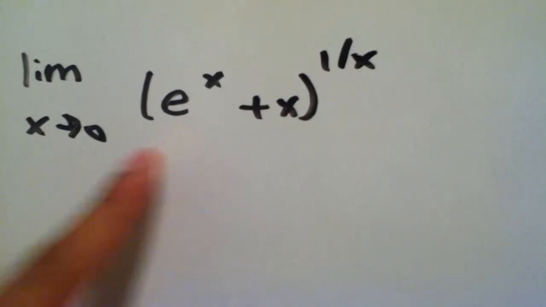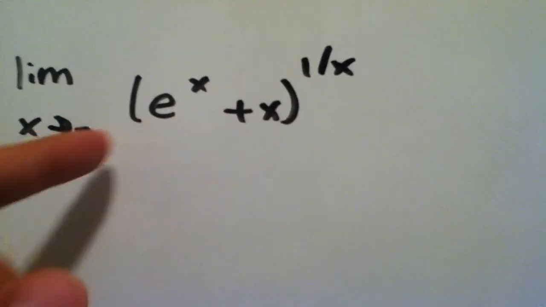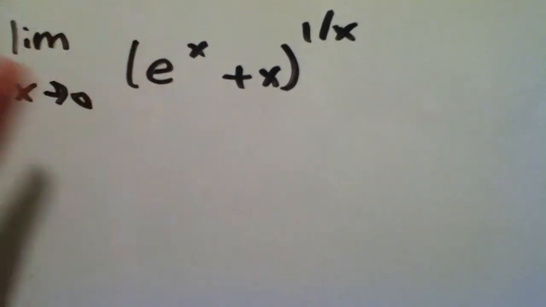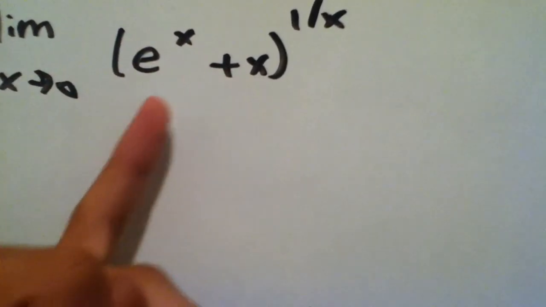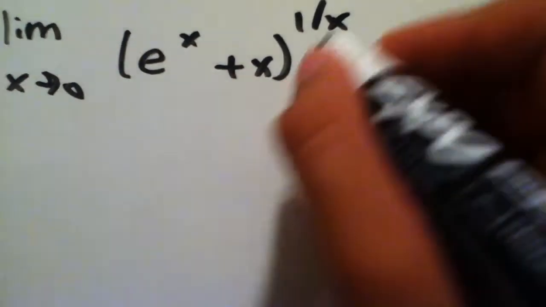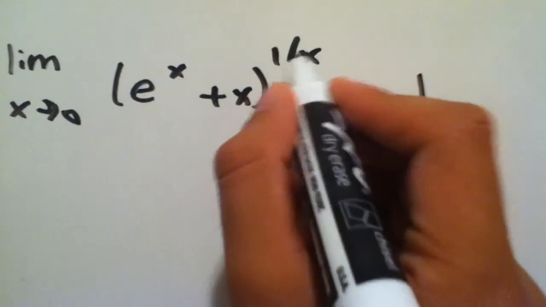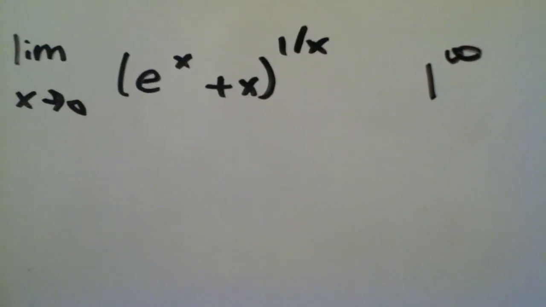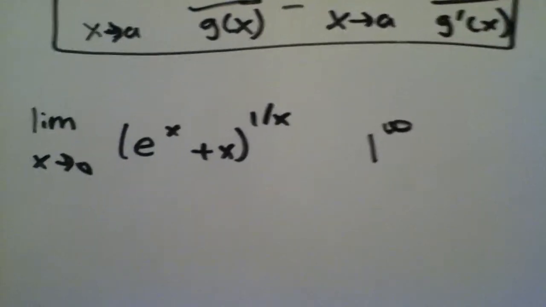So if we plug in 0 here, if we substitute in, you get 1, right, anything to the power of 0 is 1, so e to the power of 0 is 1 plus 0, so it's 1, and then you have 1 over 0, which is infinity. So you have a 1 to the power of infinity. So again, it is one of our indeterminate forms, and we want to get it to either of these two. So how do we do that?